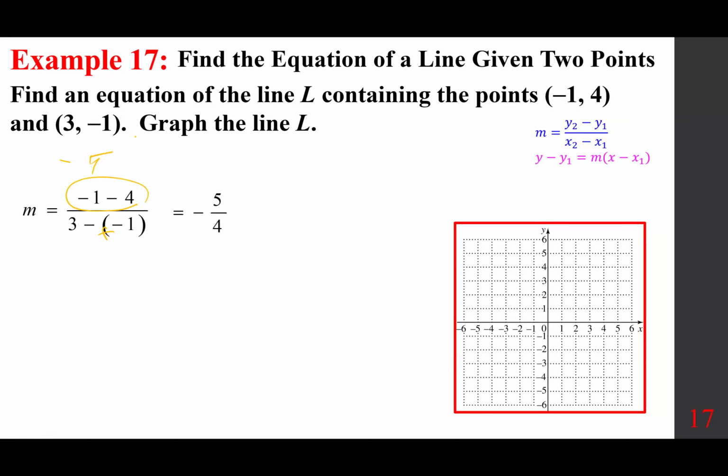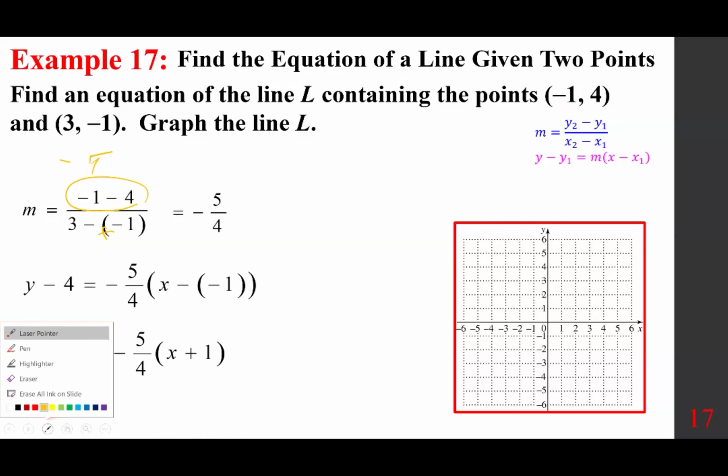You can put the negative in front of a fraction bar, in the numerator, or in the denominator. Normally, we don't put it in the denominator unless we want to come up with the next point and so forth and discuss the rise and run. So y minus y1 equals m times x minus x sub 1. And we are going to use one of these two points. If we use this one, y minus 4 equals m, negative 5 fourths, times x minus minus 1, which means plus 1.